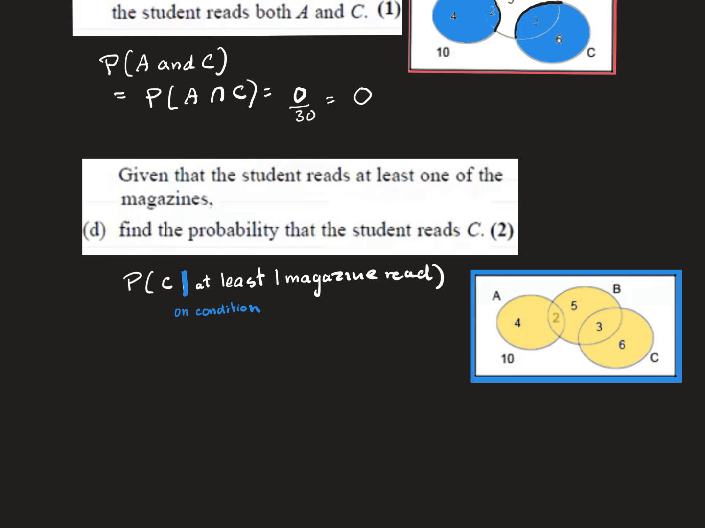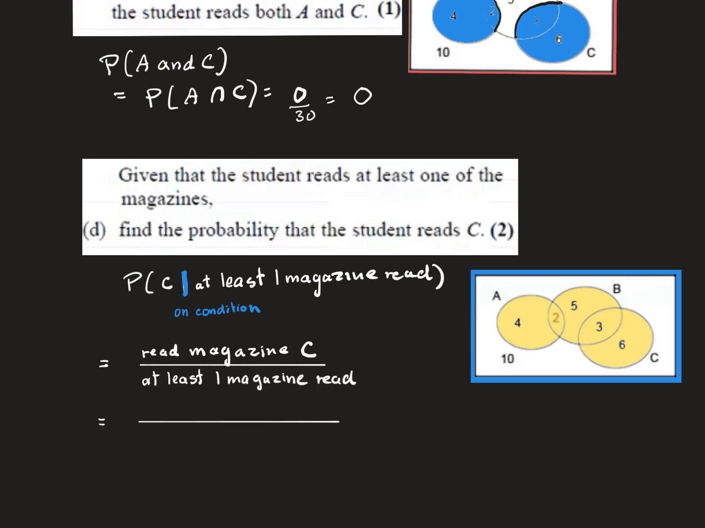These show you the number of people who have already read one magazine. And so the probability that a student will read magazine C, given that at least one magazine was read. Let's look at the denominator first and have a look how many people have read at least one magazine. Well, that would be everyone here in yellow. 4 plus 2 plus 5 plus 3 plus 6. I'll write that down underneath here.